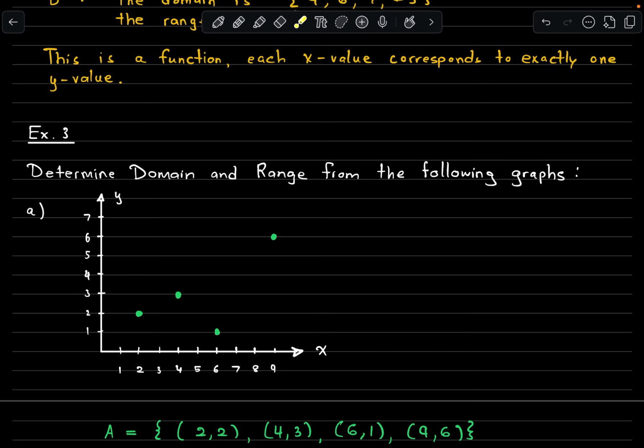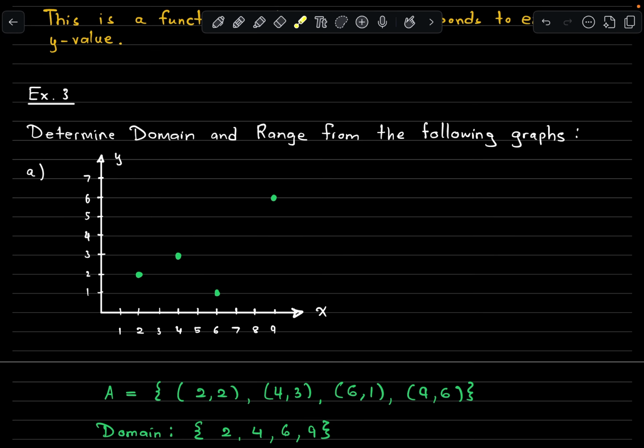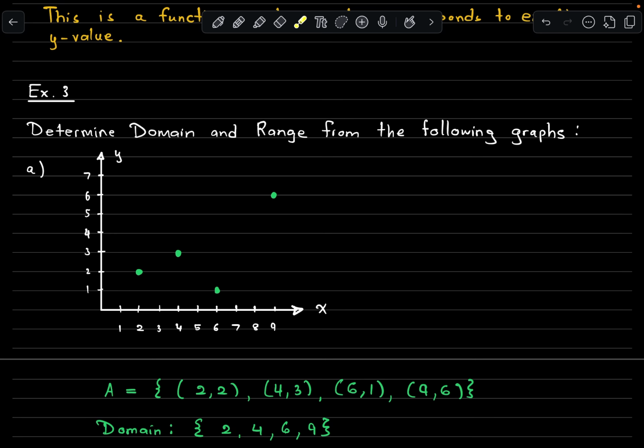Okay, so if we listed these points out, the first point is going to be 2, 2. The second point is going to be 4, 3. Then 6, 1, and finally 9, 6. So our x values are going to be 2, 4, 6, and 9.